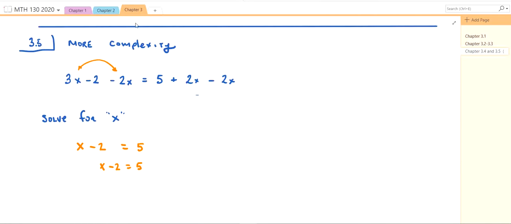We could add 2 on this side. It means we have to add 2 to balance the equation on the other side. These are going to eliminate. That leaves us with x equals 7.